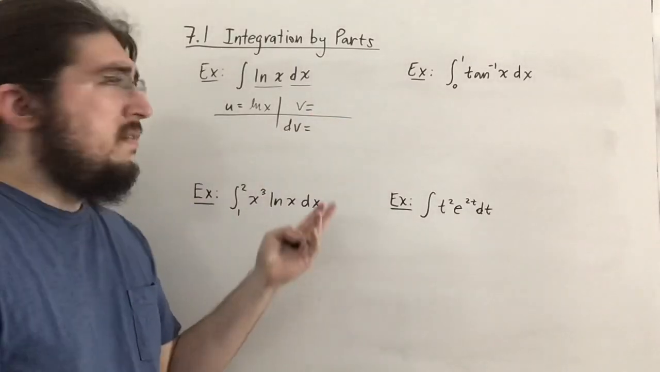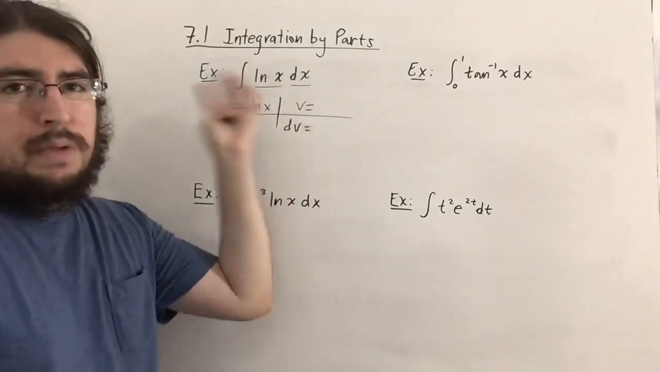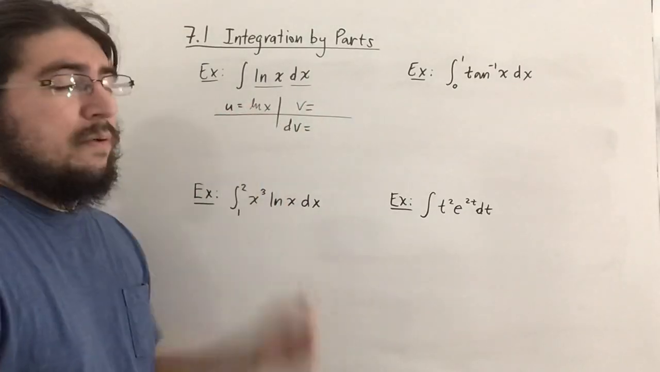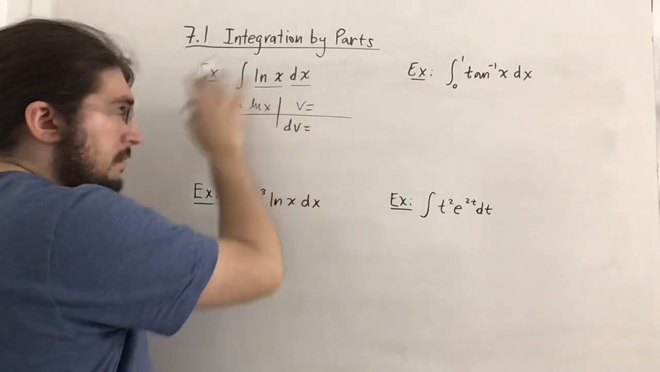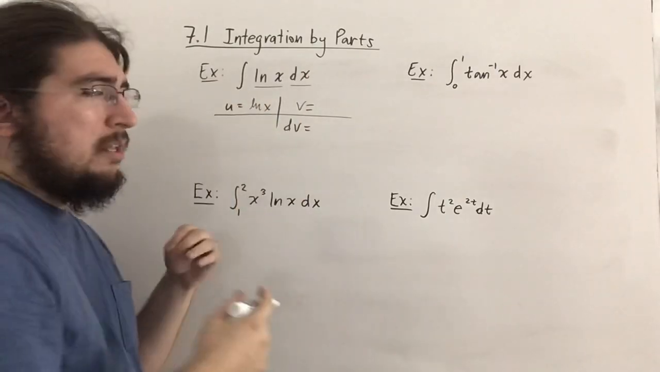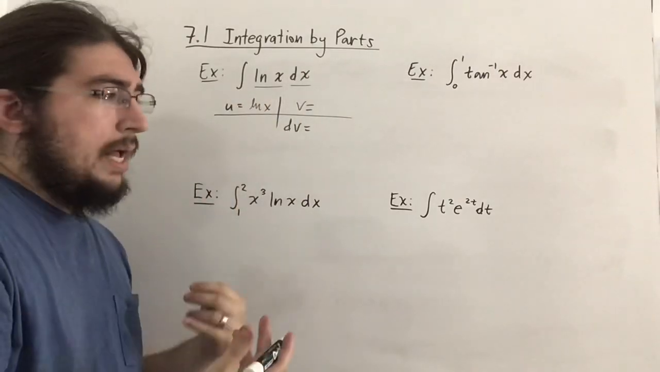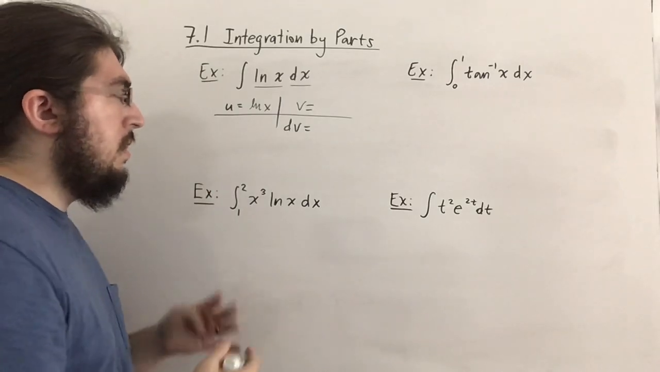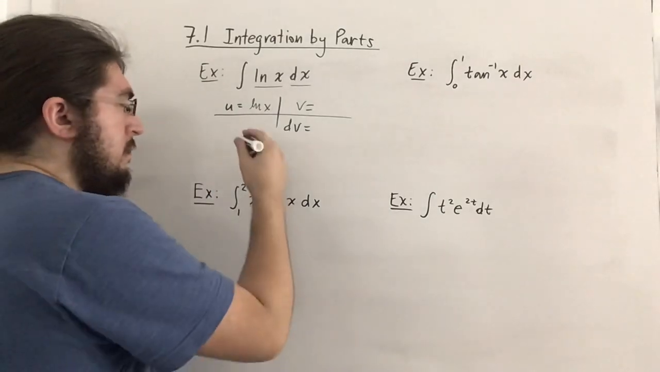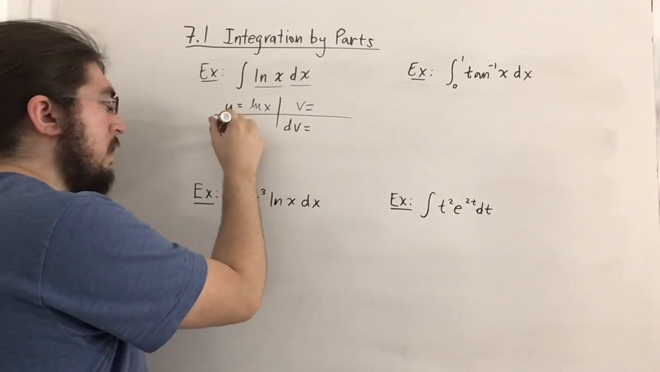But if we knew the antiderivative of ln of x, we wouldn't even be applying integration by parts. We'd just be done already. Okay, so that makes this choice obvious. But again, the only thing that's not obvious is how do you know to apply integration by parts. We'll talk a little bit about a way we can tell later on.